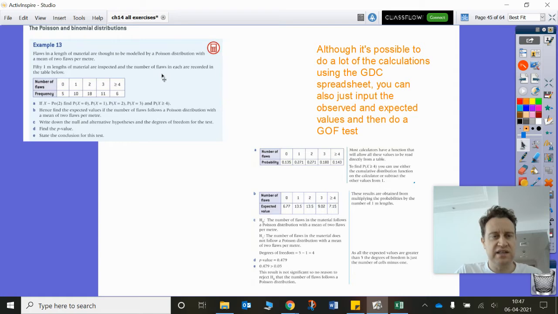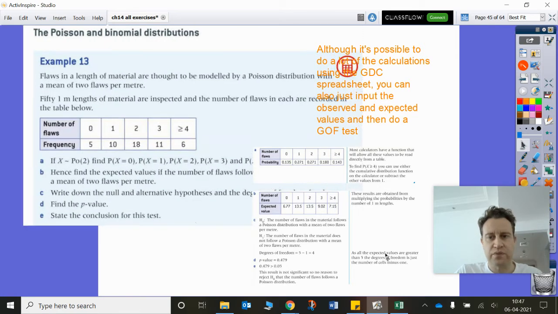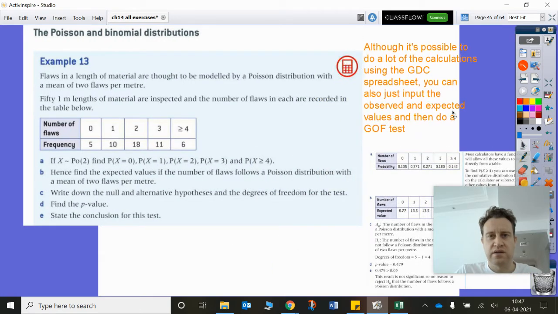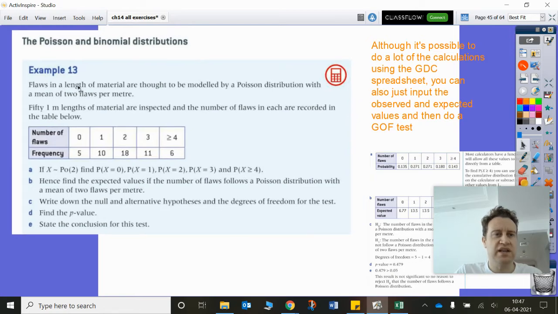So we're seeing in this case, let's look at this one. What have we got here? It says flaws in a length of material, so faults in length of material are thought to be modeled by a Poisson distribution with a mean of 2 flaws per meter. 50 1-meter lengths of material are inspected and the number of flaws in each are recorded in the table below. Okay, so we're expecting these to follow a Poisson distribution in this case.